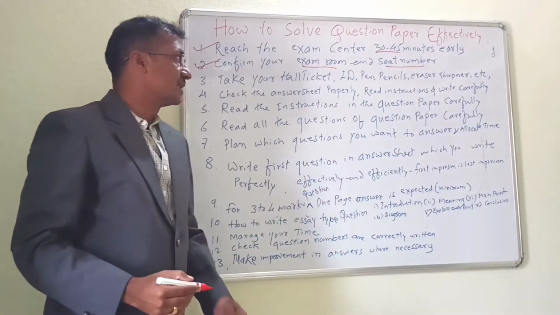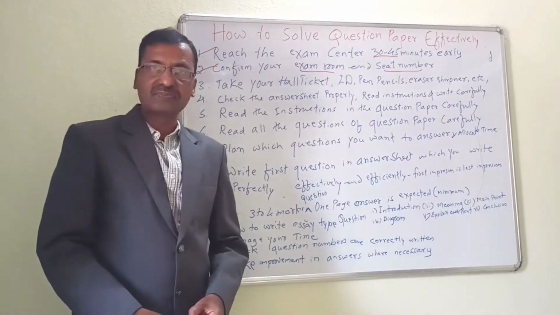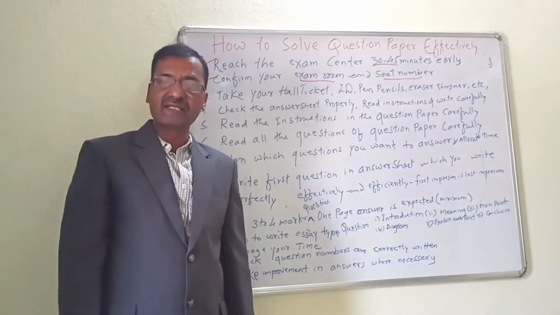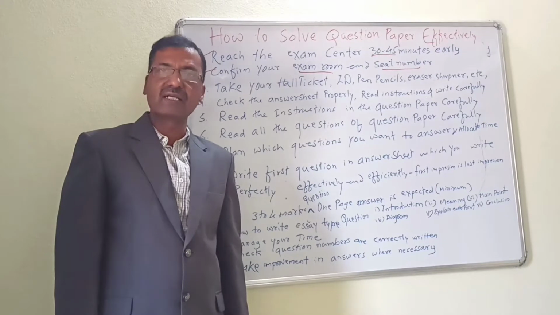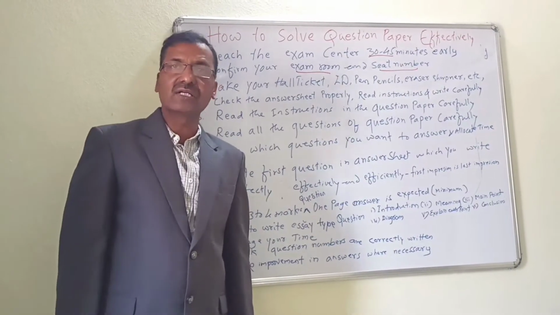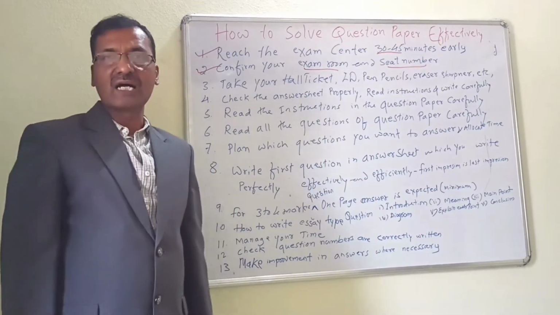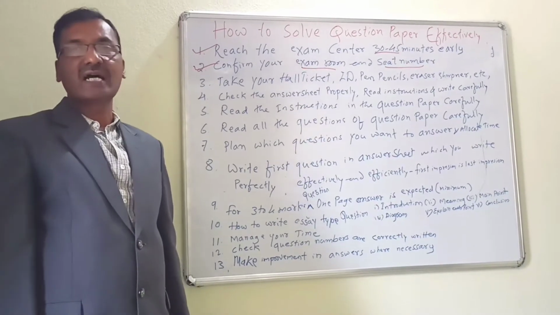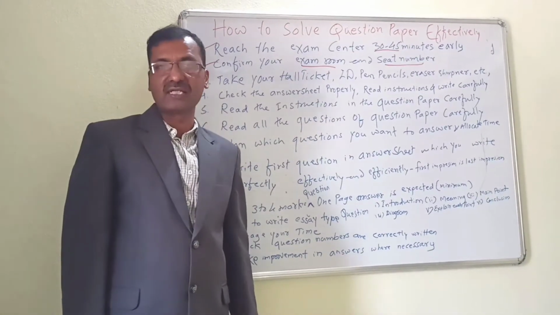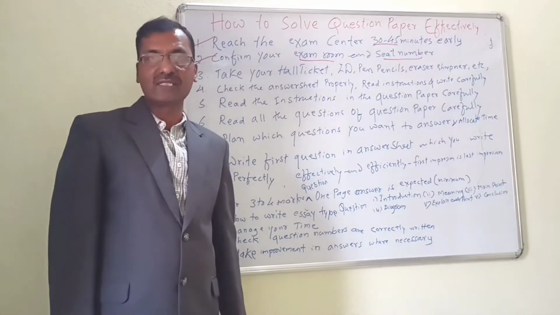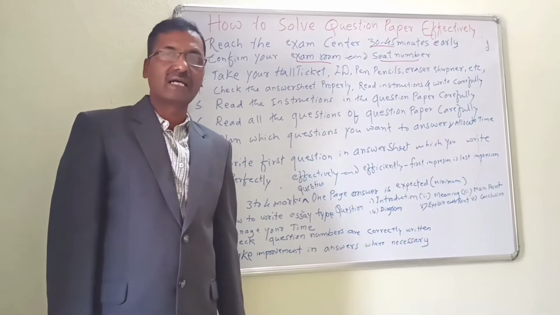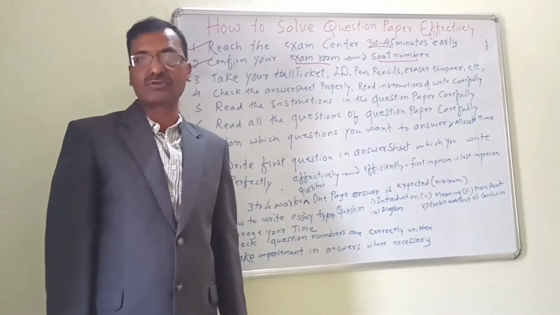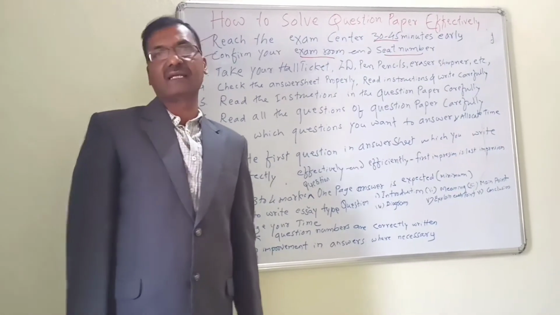Third important point, take your hall ticket, identity card, pens, pencil, eraser, sharpener, calculator if allowed, and other instruments which are necessary and which are allowed by the board or university. All those instruments and equipment you have to carry so that you can write or use them effectively and efficiently.